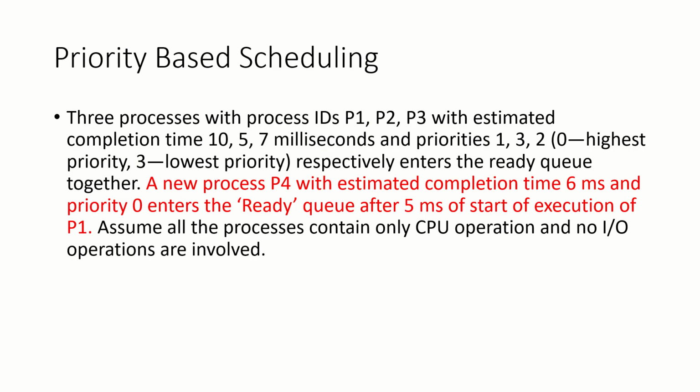But they are telling that a new process P4, its completion time is 6 milliseconds, its priority is 0. We can say that this is the process with the highest priority. It will enter the ready queue after 5 milliseconds of start of execution of P1. Now we have to calculate the waiting time and average waiting time, turnaround time and average turnaround time for P1, P2, P3 and P4. Now we will start with the same step: writing the data, drawing the rectangular box, then drawing the table.